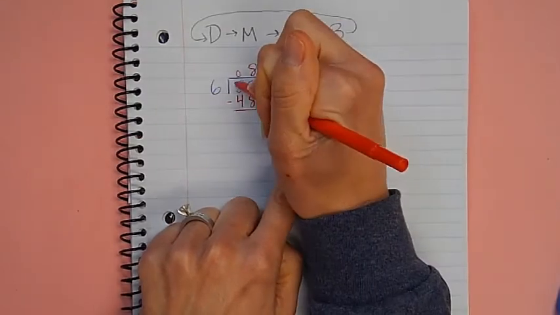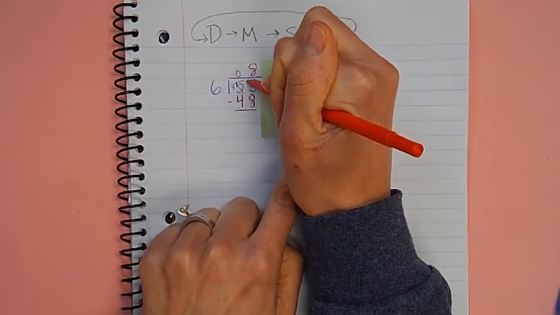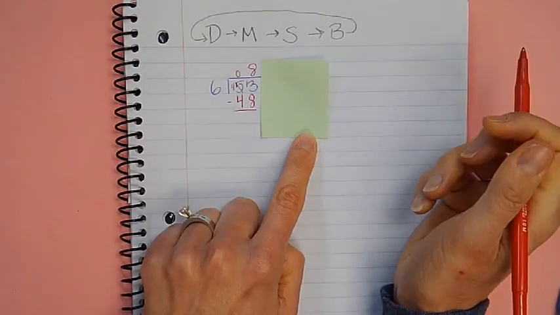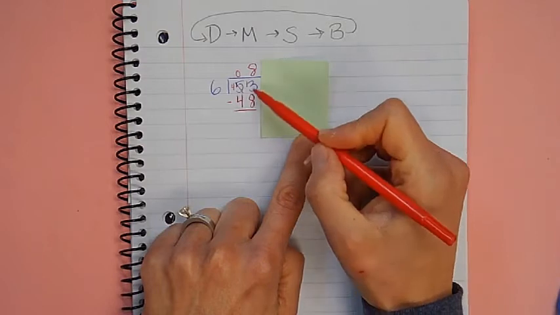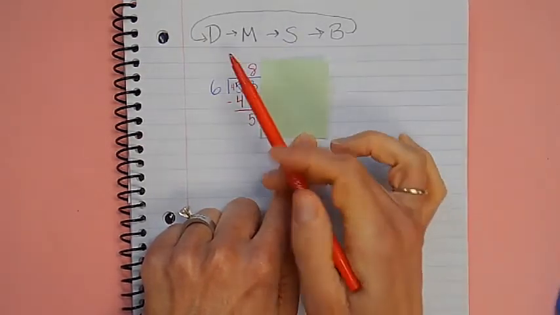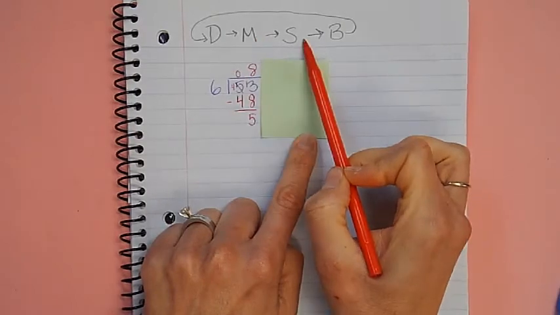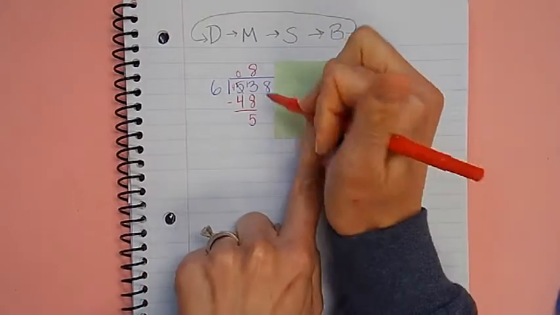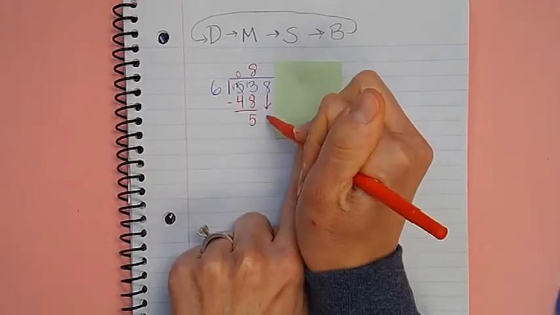If I need to borrow, I can do that, and I turn the 5 into a 4, and so the 3 becomes a 13. I'm going to then subtract. 13 minus 8 is 5. So I divided, I multiplied, I subtracted, and now I need to bring down the next digit. So I'm going to reveal the next one and bring down the 8.